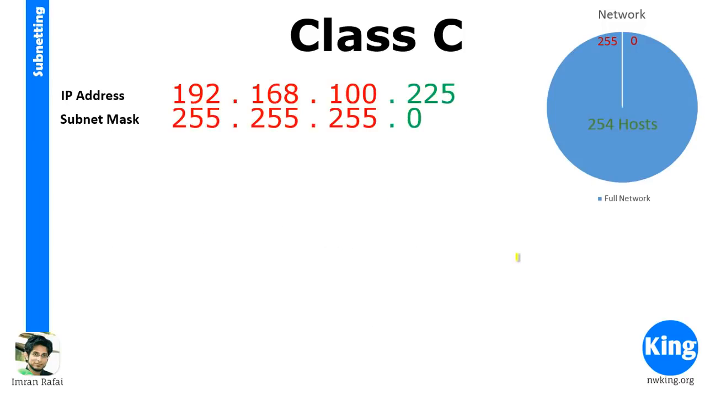Okay, let's get into subnetting. Now is when we get into really interesting things. Let's take the same IP address 192.168.100.225. Subnet mask is 255.255.255.0. That is your Class C IP address.